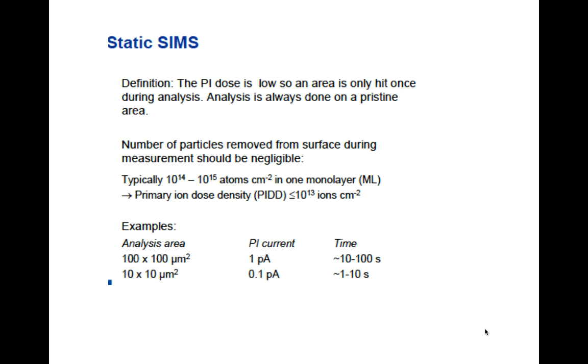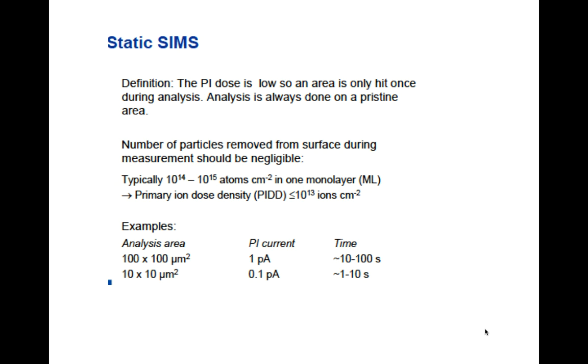In static SIMS, the primary ion dose is low, and one area is hit only once during the analysis, and the analysis is always done in a pristine area. For instance, you can remove in a monolayer 10 to the 14, 10 to the 15 atoms per square centimeter. And the primary ion dose density is low, less than 10 to the 13 ions per square centimeter.